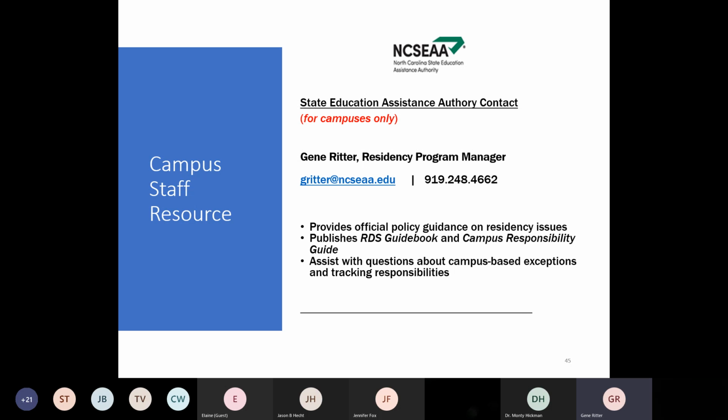If you're talking about official policy guidance, we publish the RDS guidebook and campus guides. Anything about campus-based exceptions or tracking responsibilities, those unique campus-based things, the RDS staff is not well-versed on it. They know it basically, but if you have questions about any of those, I would be your best contact for that. Please feel free anytime. If you just get an unusual scenario, every once in a while, it's hard to remember all this.